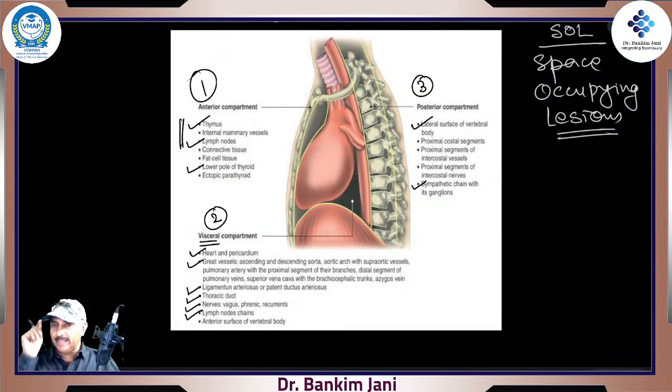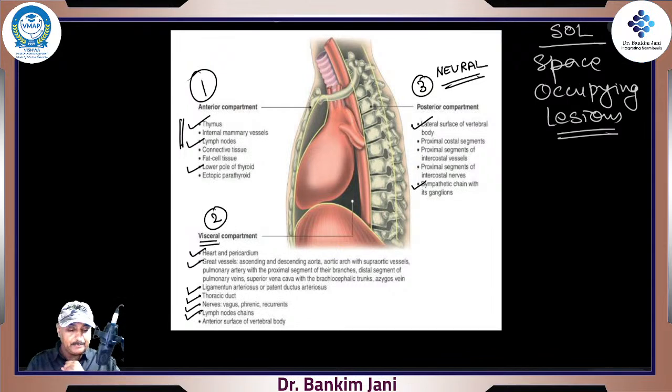So that means any space occupying lesion in the posterior compartment, in most cases, would be neural. Correct? It would be neural, because of the sympathetic chain and ganglia. So all these schwannomas and all those things will be occurring over there, right? We'll see that, but they will be occurring over there. Otherwise, the rest of the components like the posterior costal segments, those ribs, are there. Intercostal vessels, intercostal nerves, that's fine, but these two are more important.